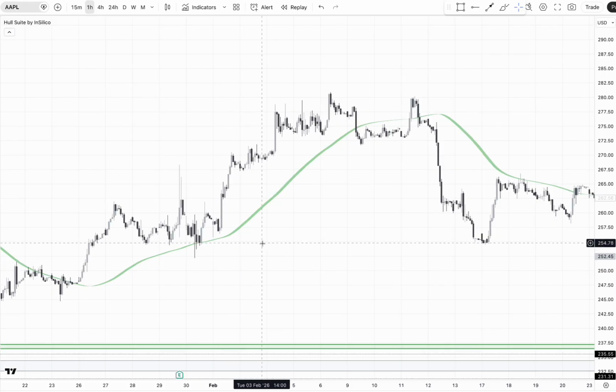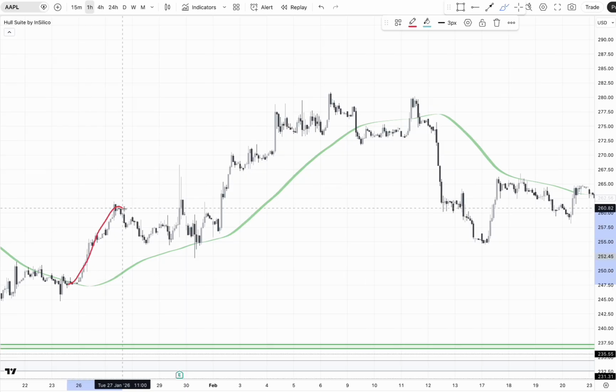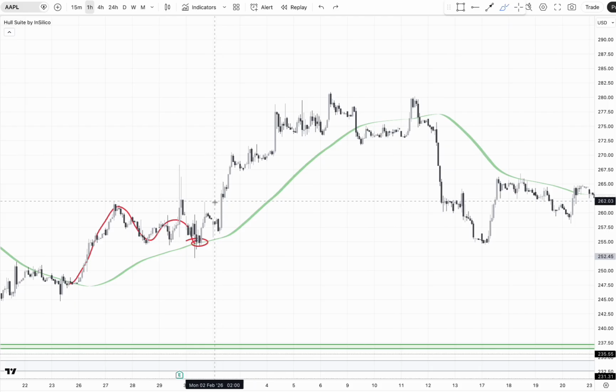So how do I use the Hull moving average as a dynamic support and resistance? Essentially, once the price crosses above the moving average, I wait for the first test, and once it comes back here on the first touch, I use the Hull moving average as a support and I go long from there, and then I take profit at the nearest resistance, and that's the trade.